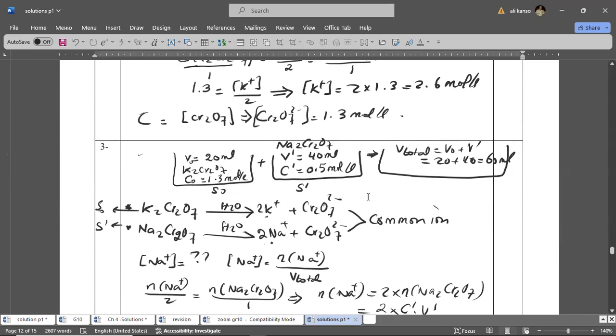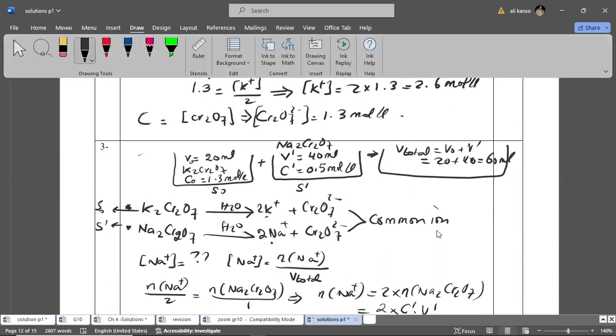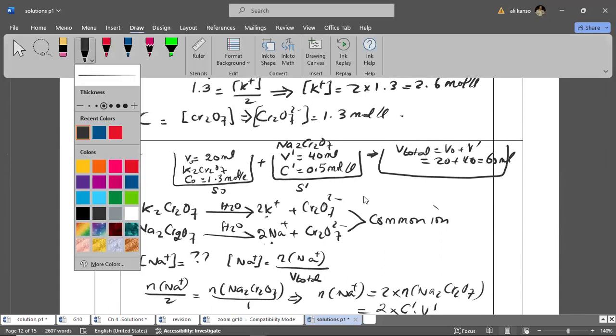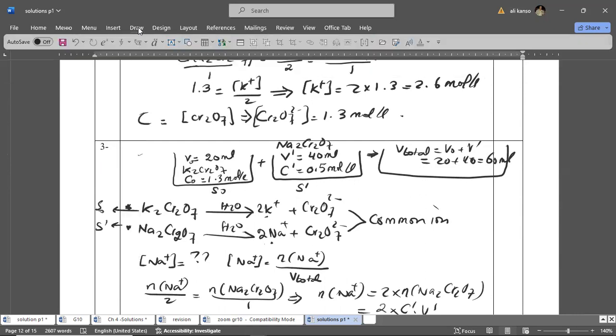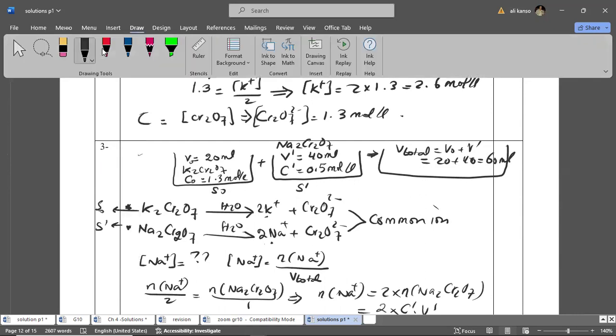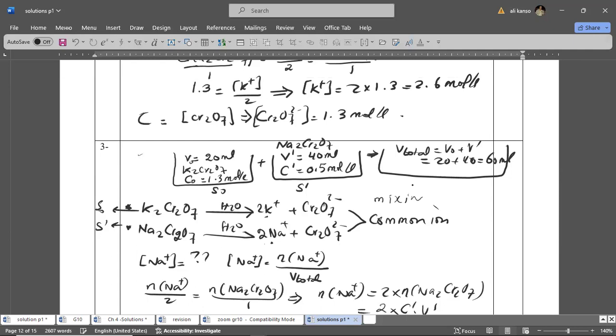The case here we call it mixing of two solutions having a common ion in between.